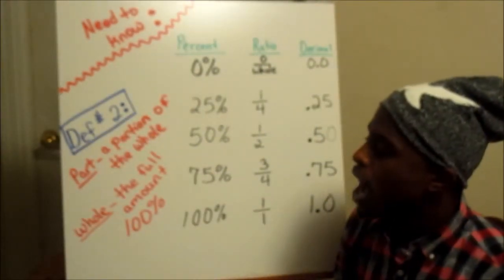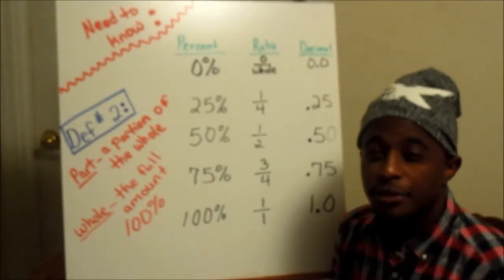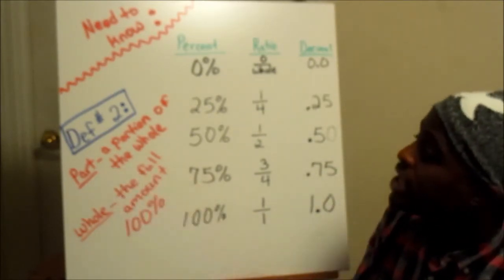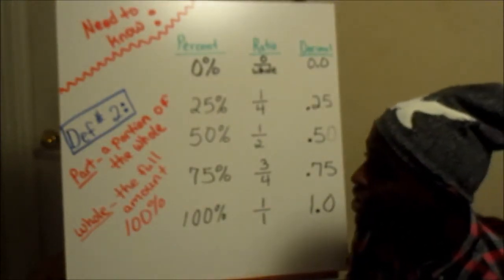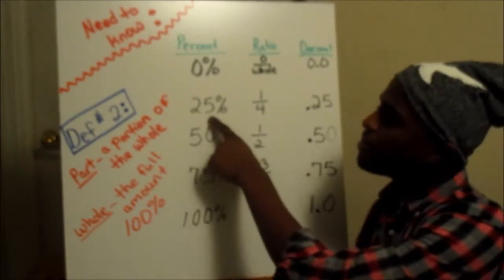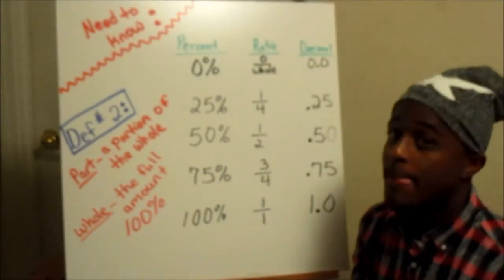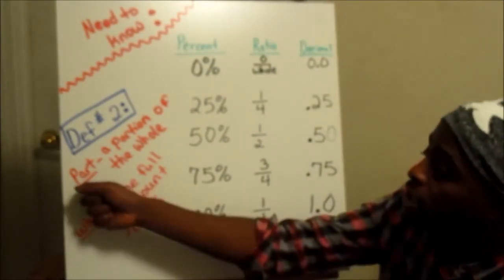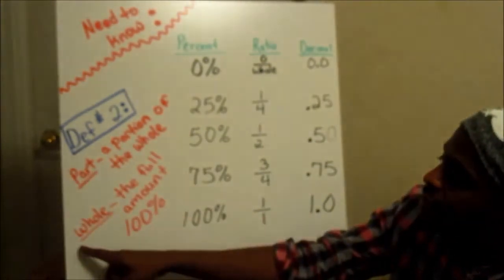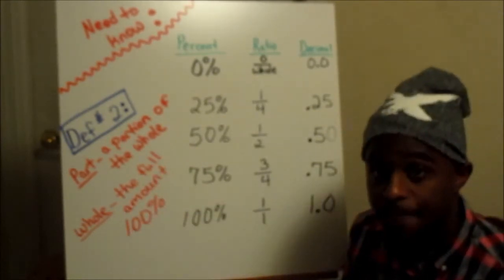Def number 2, I want you to really understand the difference between a part and a whole. A part is just a portion of the whole. So we're looking at these percentages. 25%, well, that's a part of the entire 100%. It's not the whole thing. So we really want to be able to identify what is the part, and then the second definition is whole. The whole is the full amount, or 100%.